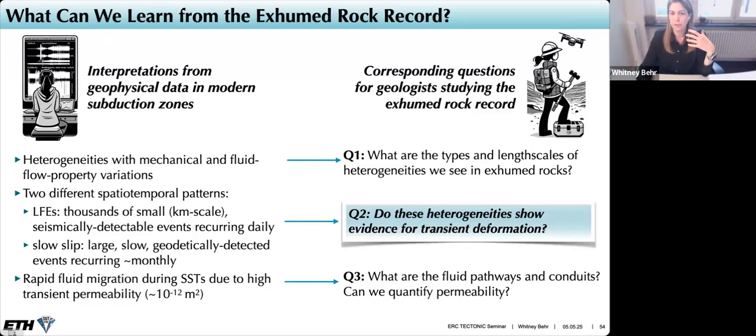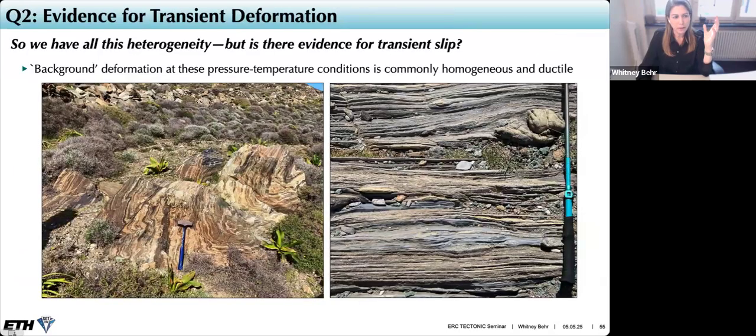Next, we want to ask whether there's evidence that these heterogeneities actually did host some form of transient deformation that we can argue likely occurred over faster timescales than background aseismic creep. And this is really, I think, the trickiest thing for us as geologists in subduction complexes, because nearly all of them subducted to these blueschist and eclogite facies conditions, that's many, many kilometers of depth. They have some background deformation that's largely homogeneous and ductile and viscous.